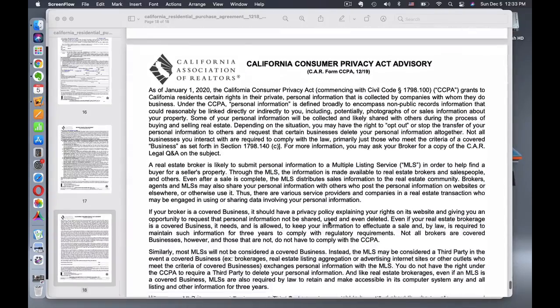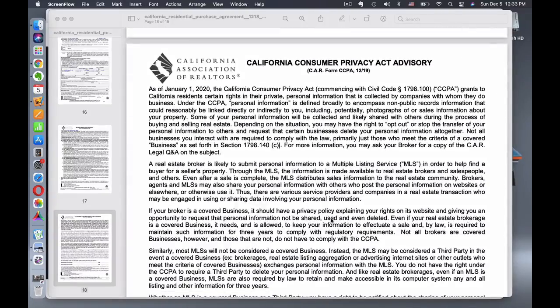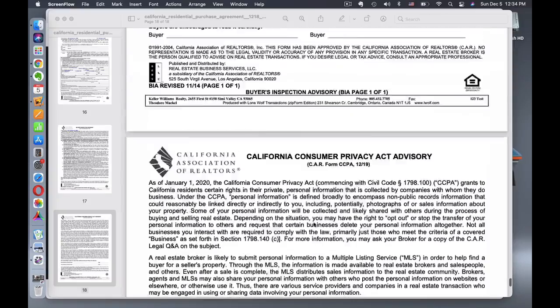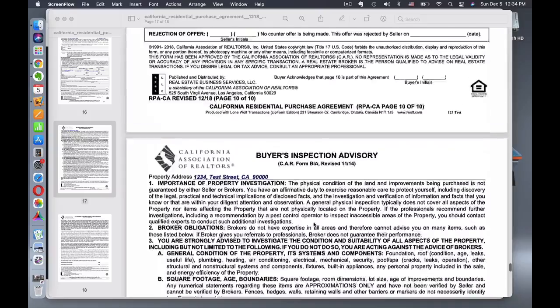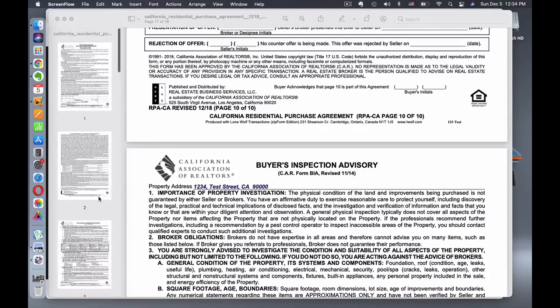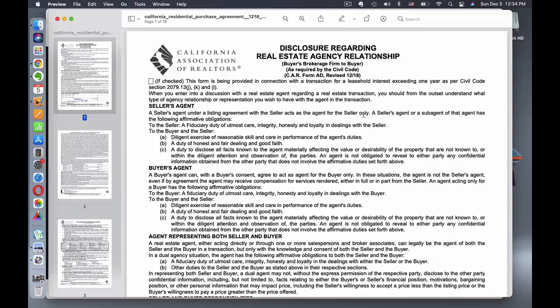And one last thing is our California Consumer Privacy Advisory. To review what we do with your personal information, you need to read through this. That's pretty much the whole document in a nutshell. There are several disclosures that come with it. There's our agency disclosure. This explains how we work either as a buyer's agent, a seller's agent, or if we represent both the buyer and seller.